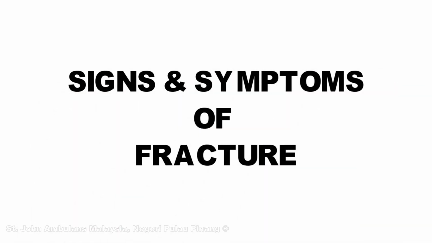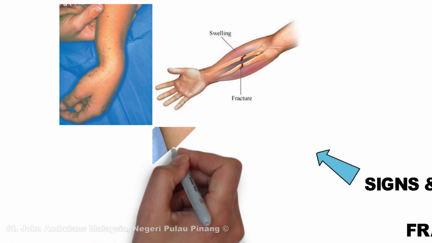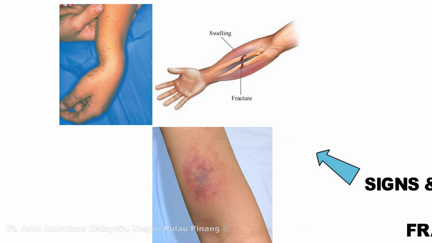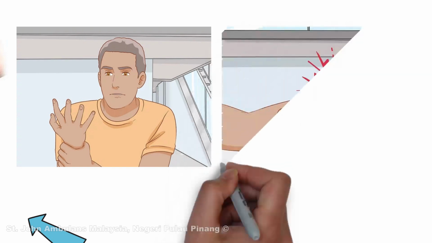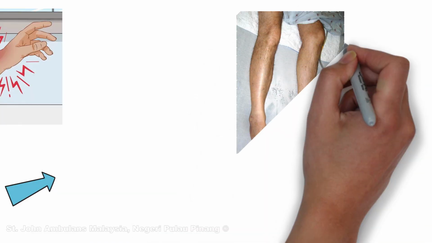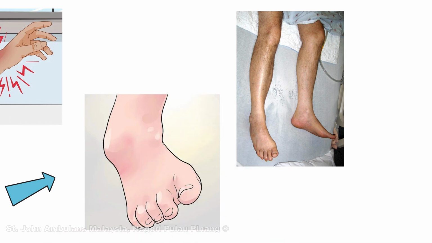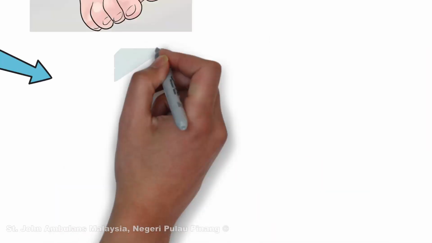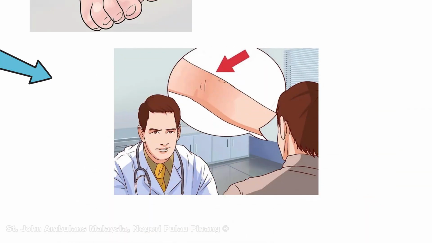Signs and symptoms of fracture. A casualty with fracture may have deformity, swelling, and bruises at the fractured site. He may complain of pain with difficulty in moving the affected area. There may also be shortening, bending, or abnormal twisting of a limb. Coarse grating, or better known as crepitus of the bone ends, can be heard or felt by the casualty.